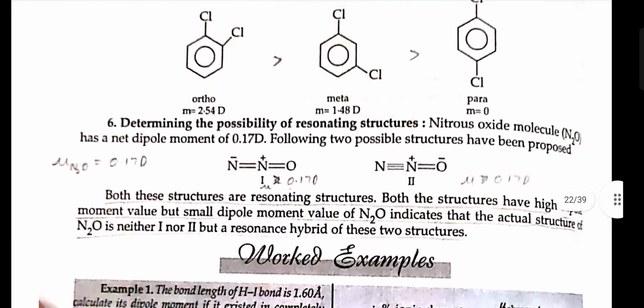Determination of the possibility of resonating structures. We can also find out from the real observed net dipole moment that compounds have different resonating structures. Both these structures of N2O are resonating structures, but each structure would have a high dipole moment value, while the small dipole moment value of N2O indicates that the actual structure is neither one nor two but a resonance hybrid of these two structures.